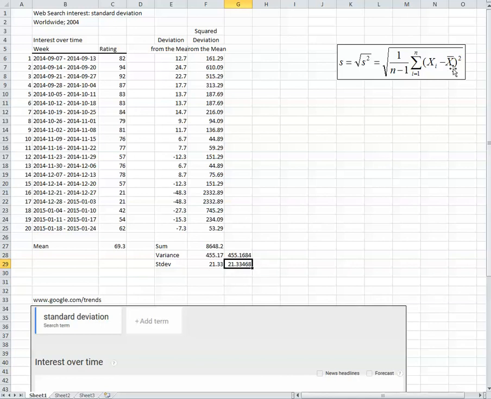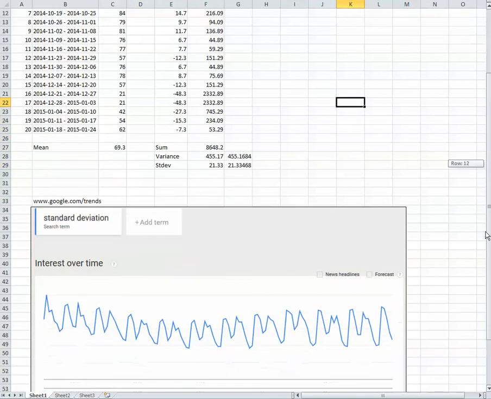So walking through it once again, we take the data, we calculate the sample mean, then we took the deviations from the mean, then we took the squared deviations from the mean, we added those up, we divided by n minus 1 to get the variance, and then finally we took the square root to get the standard deviation. And that number, 21.33, is a measure of how much these numbers have been fluctuating. In other words, how much interest in the term standard deviation has been varying over time.